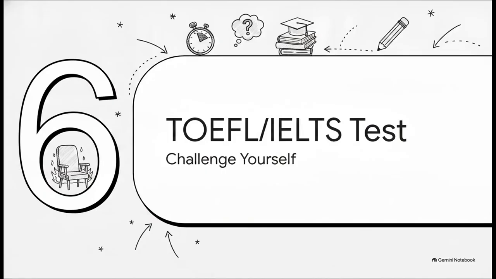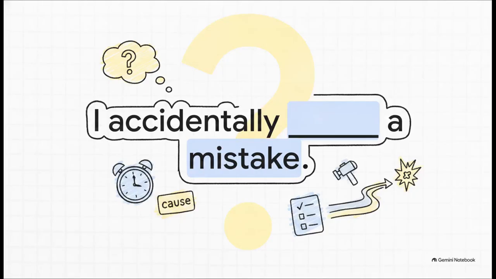Okay, Section 6. Test your TOEFL and IELTS skills. You've learned the theory, you've seen the metaphors, so now it's time to put you in the hot seat. Let's apply what you just learned using real, high-stakes exam scenarios. Here's your first challenge. I accidentally blank a mistake. So, do you use do or make? Apply the golden rule. Are you performing a routine task, or did you cause a specific outcome? Lock in your answer right now.